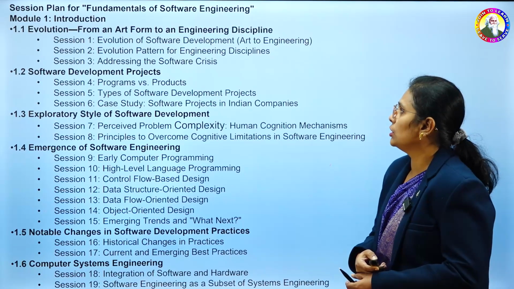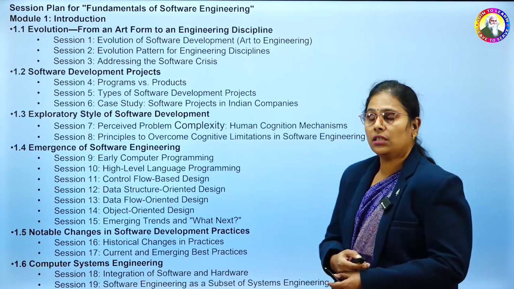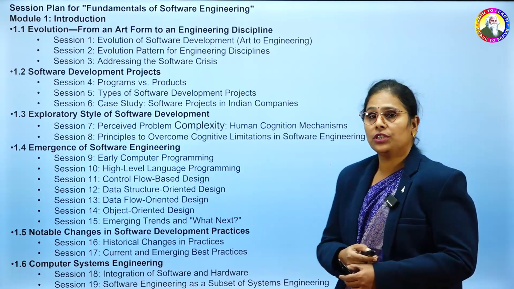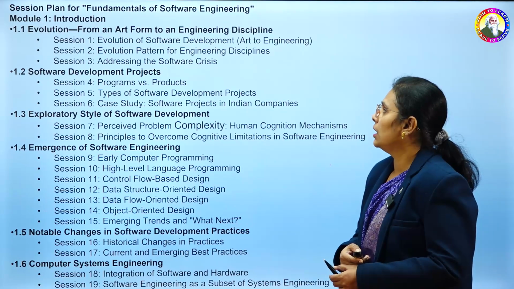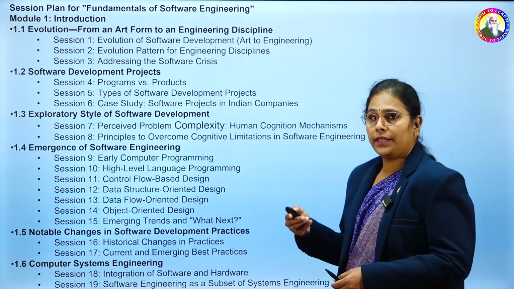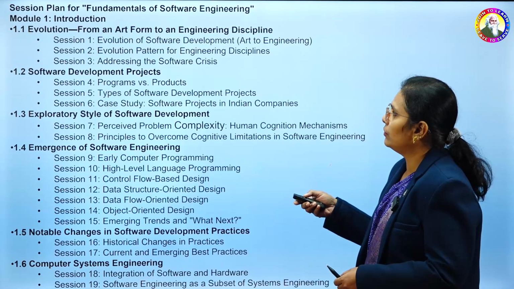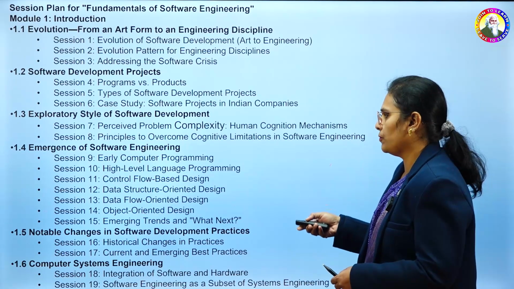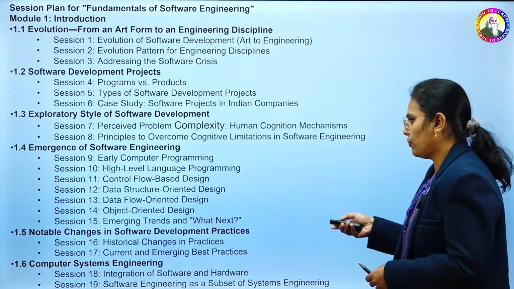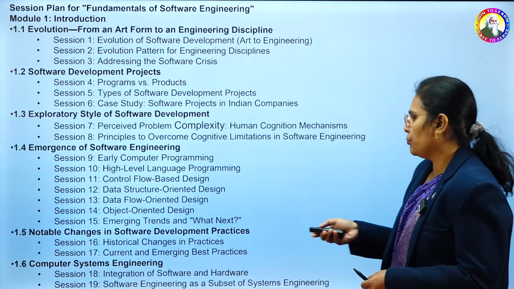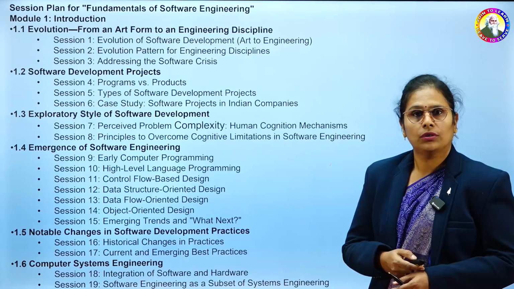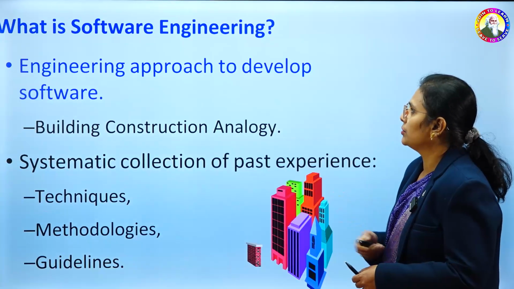In Session 1, we discuss the evolution of software engineering, from art to engineering, then evolution patterns for engineering discipline, and addressing the software crisis. Then later on, we'll discuss the software development project, exploratory style of software development, emergence of software engineering, notable changes in software development practices, and computer system engineering. So this is all about Unit 1, introduction. Let us start the first part.